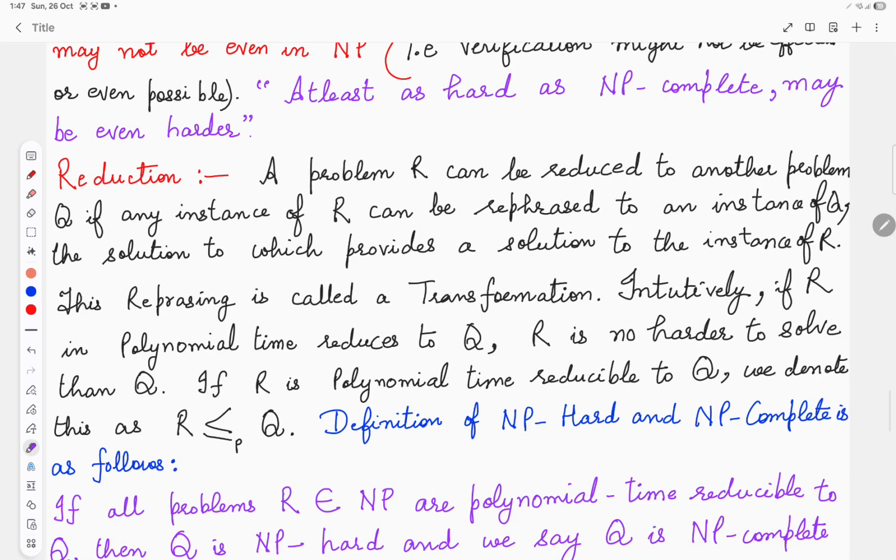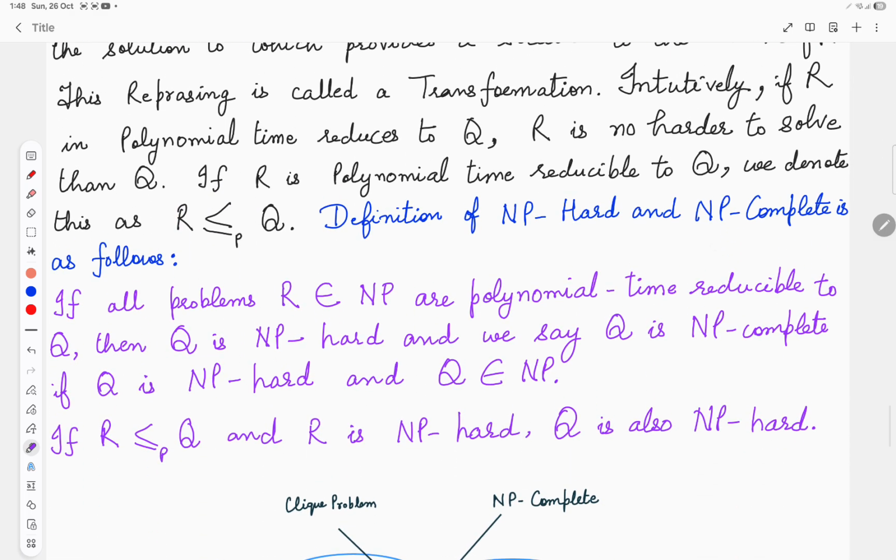Now let us see what a reduction is. A problem R can be reduced to another problem Q if any instance of R can be rephrased as an instance of Q. That means R is reducible to Q. This is how we express when R is polynomial time reducible to Q. If R is polynomial time reducible to Q, we denote it like this.